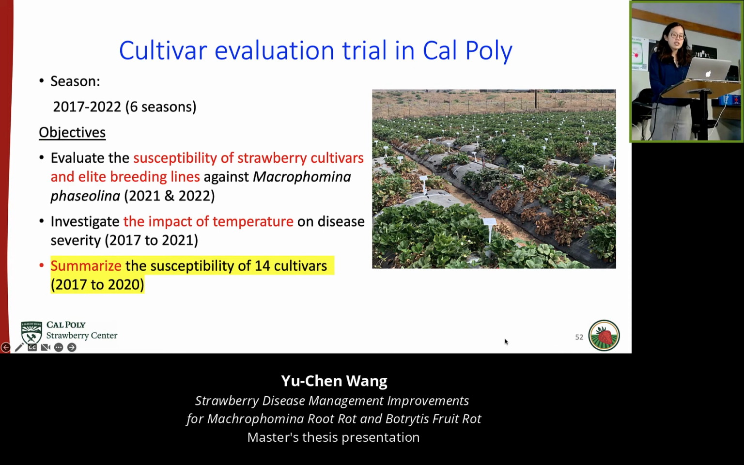The next objective, the final one of this project. Since we have been conducting this research for 6 years, I want to summarize the susceptibility and resistance of some cultivars. For the 4 seasons of 2017 to 2020, I can find the most genotypes, since we always obtain new genotypes every year. So for these years, I can include 14 cultivars here.